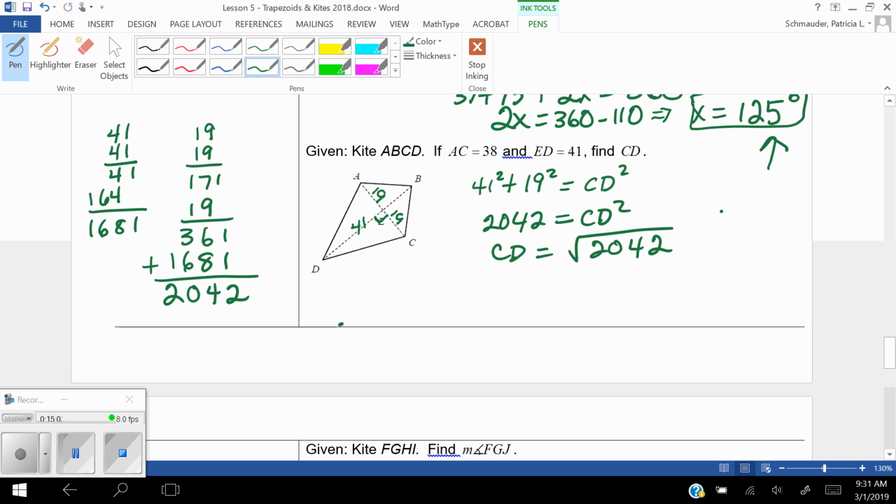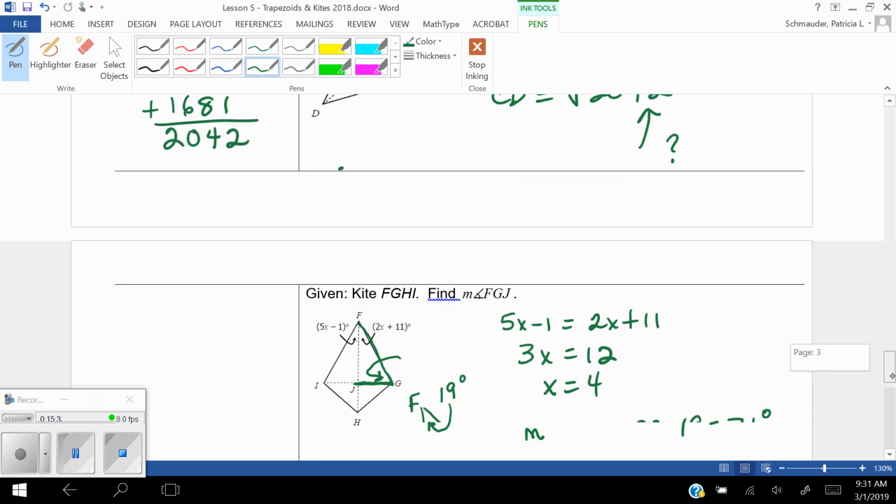Okay, in this kite here, they tell me that the short diagonal is 38 units long, ED is 41, so sadly that's not a Pythagorean triple, but I do know it's a right triangle because the diagonals are perpendicular, so I have to use the Pythagorean theorem, and I end up with 2042, and I don't think there's a perfect square in there, but you can think on that for a minute and let me know if I failed to catch it.